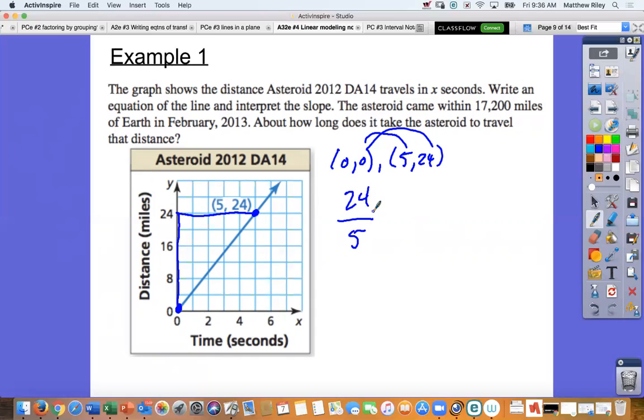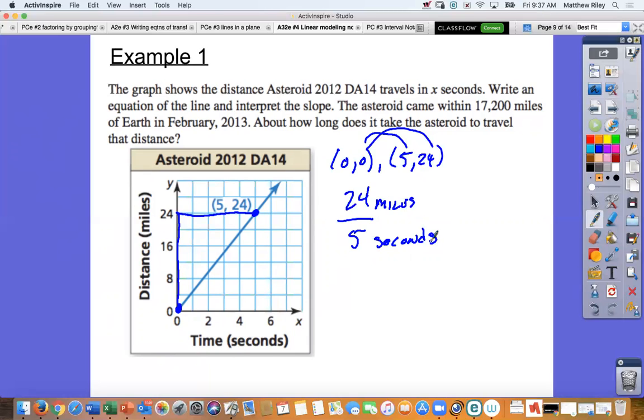But put the context back in. Make sure that you understand what that means. That means it is traveling 24 miles every 5 seconds. So that is the slope.